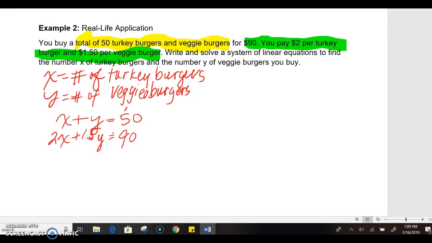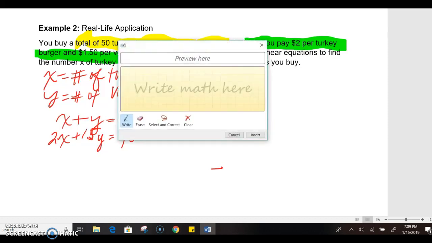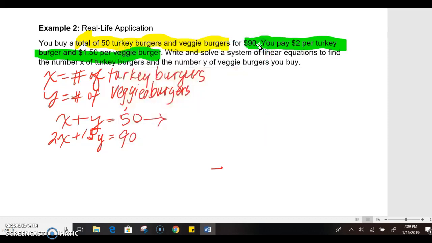Now, in order to solve this using substitution, I have to rewrite one of the equations with one of the variables isolated. Because the first equation looks a little bit simpler, I'm going to solve that one. So I'm going to subtract y from both sides so that I can isolate my x. So my new equation is x equals 50 minus y. Using an inverse operation, I just isolated x.